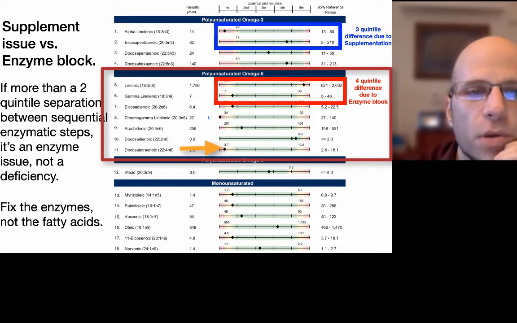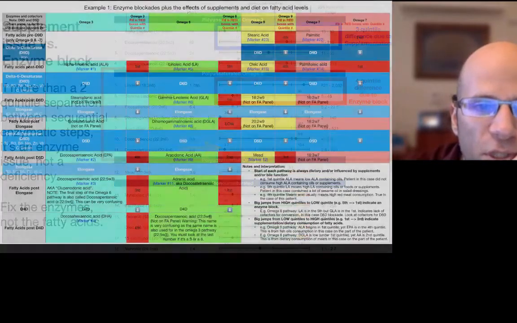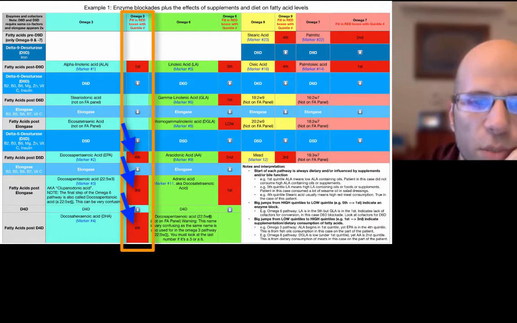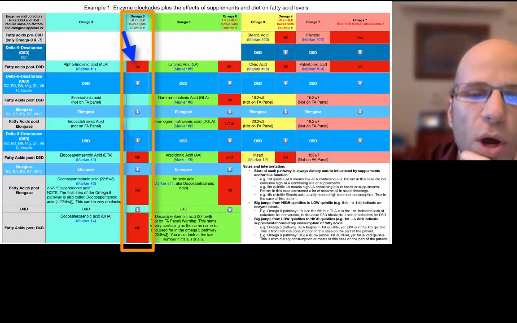And so here we go. I put first quintile here because ALA is there. Then I have fourth quintile, third quintile, fourth quintile. Why is this important? Because if you go from a first quintile and you jump up, this is due to supplementation.